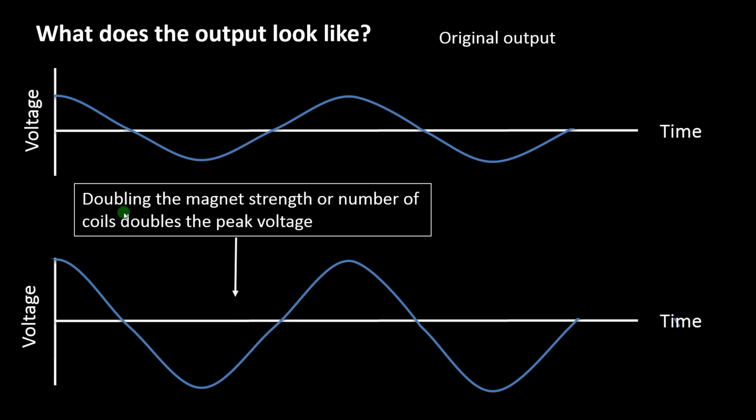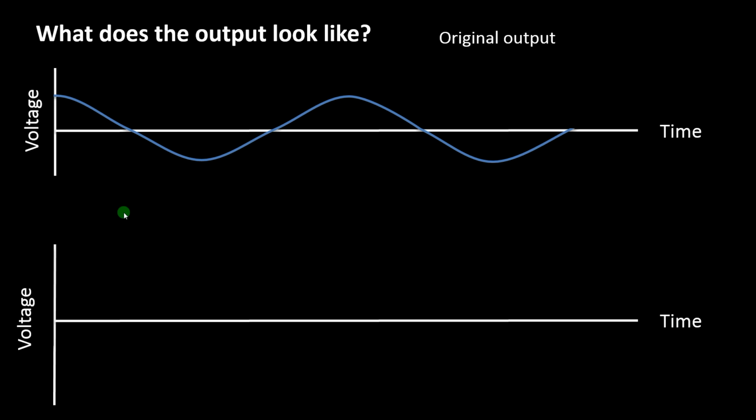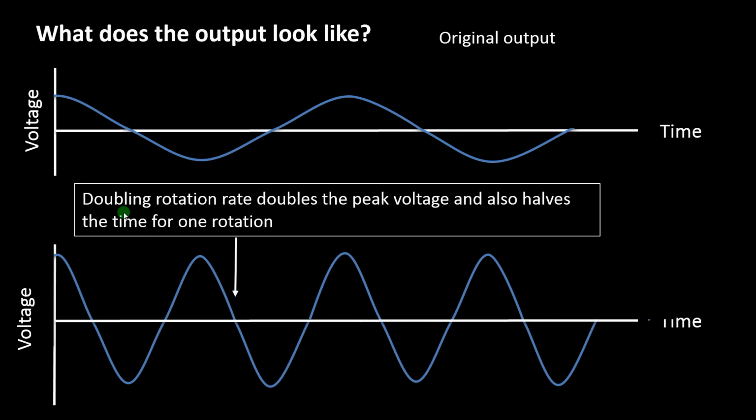The thing that's a little bit different is the rotation speed. Okay, so if we look at that now, get our original output back again. The rotation speed, if we double that, it does 2 things. It does the same thing as the previous graph by doubling the peak voltage. But also, if you think about it, doubling the rotation speed means each cycle will be half the length. So when we double the rotation speed, the graph will look like this. You'll fit 2 complete cycles in where you previously had 1 complete cycle. Okay, that's it.